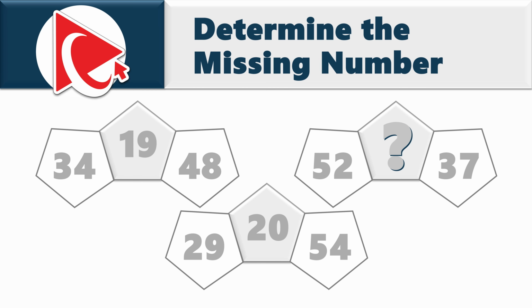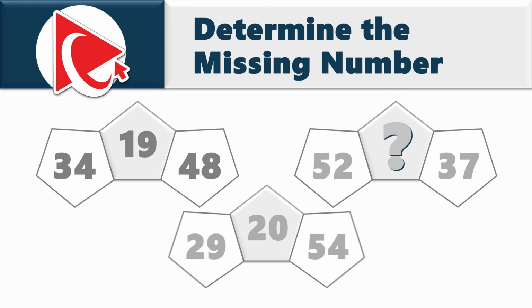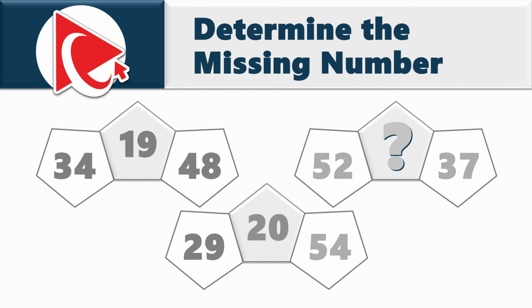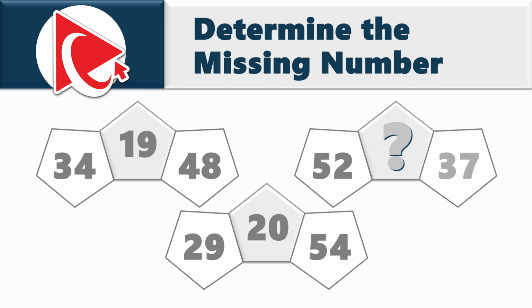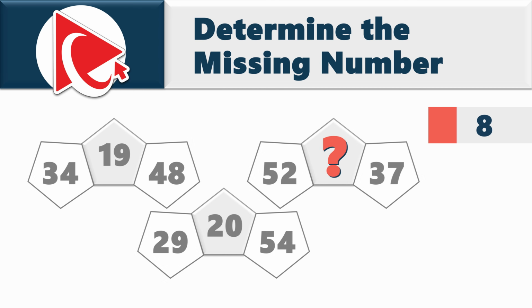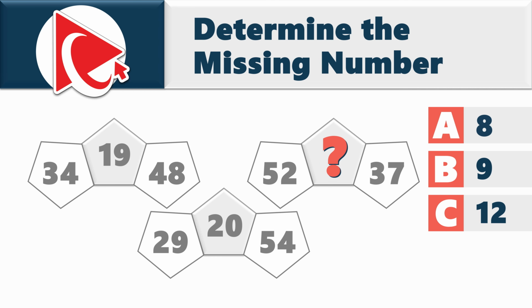The first shape has numbers 34, 19, and 48. The second shape has numbers 29, 20, and 54. And then the third shape has number 52 on the left, 37 on the right, and the middle number is missing. You need to calculate the missing number and select your answer out of 4 possible choices. Choice A, 8, choice B, 9, choice C, 12, and last but not least, choice D, 17.